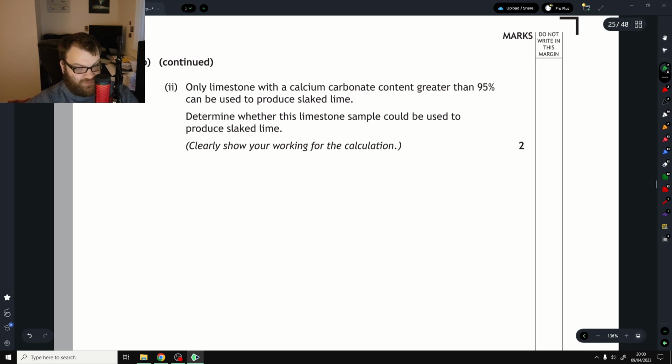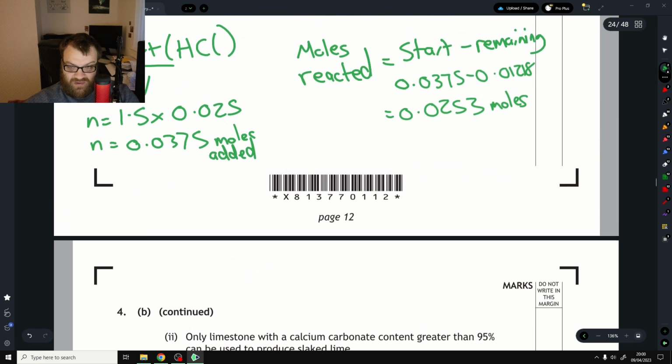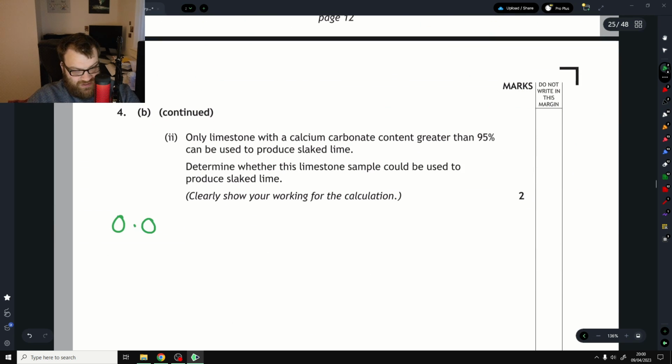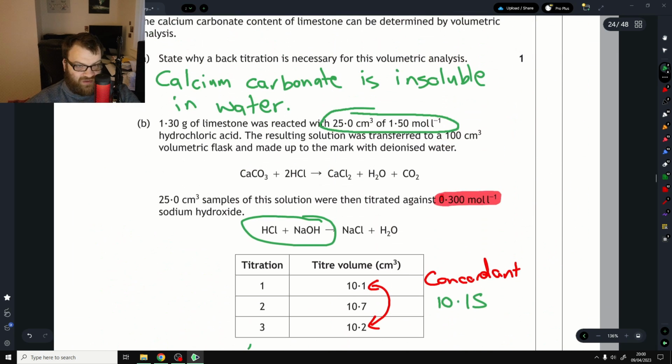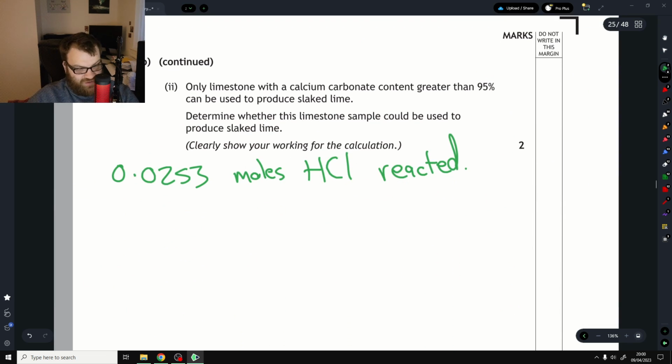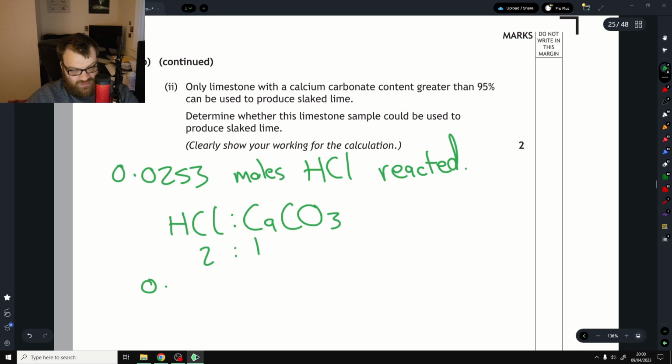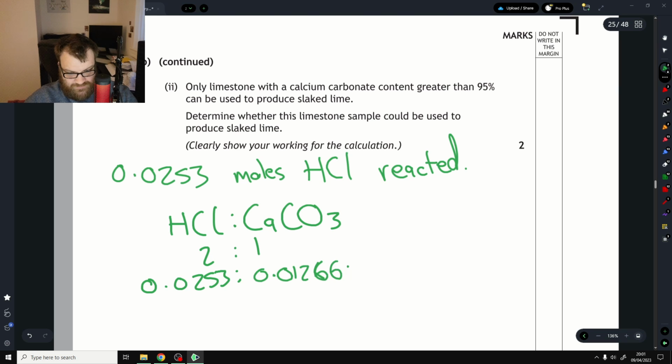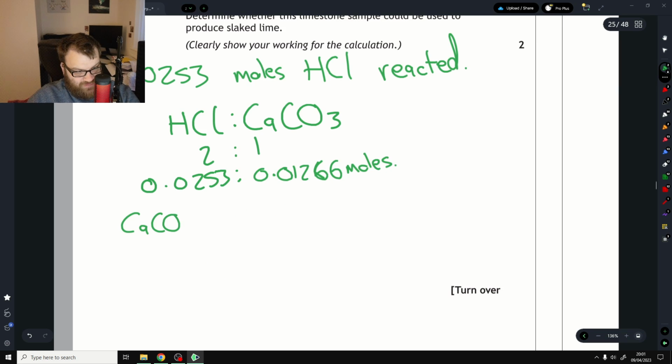Moving on, we are told a statement that we're looking for a calcium carbonate content greater than 95%. We're trying to see, would this be able to produce that amount of the chemical? We know that there was 0.0253 moles HCl reacted. We go up and look at our other equation for the ratio now. It's a 2-to-1 ratio between hydrochloric acid and calcium carbonate. So we're going to apply that now. HCl to CaCO3, it's a 2-to-1, means it will be 0.0253 divided by 2 gives us 0.01266 moles.